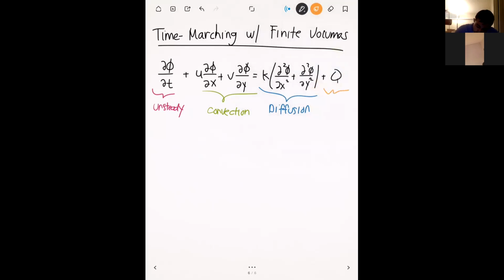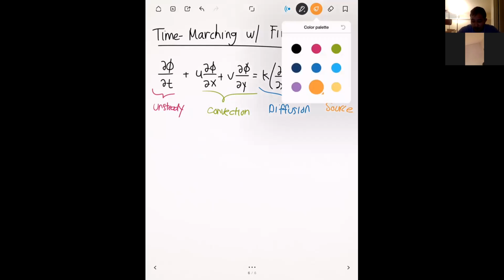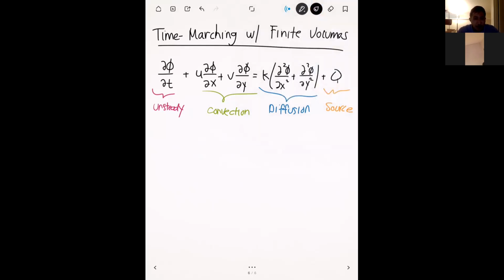And of course, this last guy here is source. I'm writing this equation again, partially for nostalgic purposes. Hopefully this makes you think, oh man, we've come so far in this class. Look how mature and how far we've come, right? But also to highlight that, for our finite volumes, the unsteady term is the last one that we have to do yet.